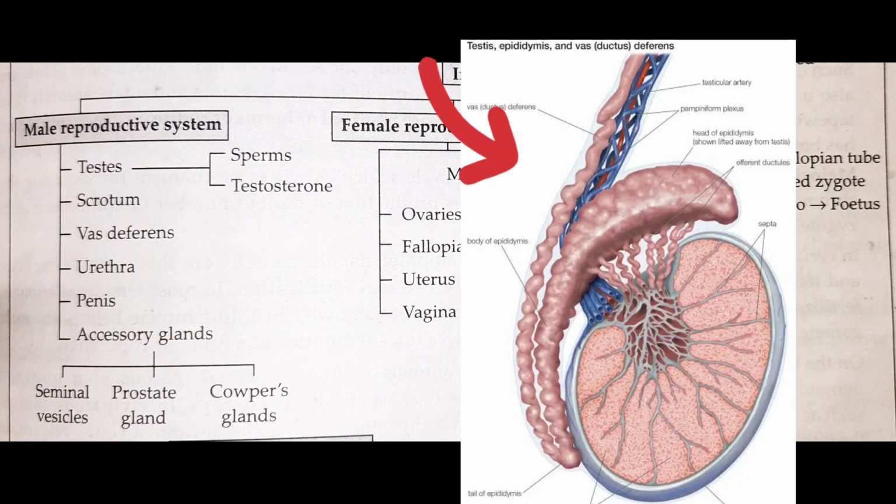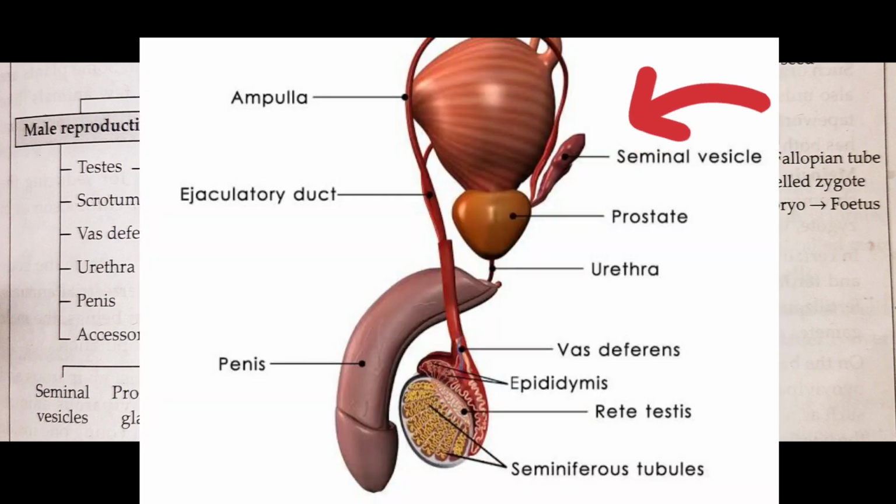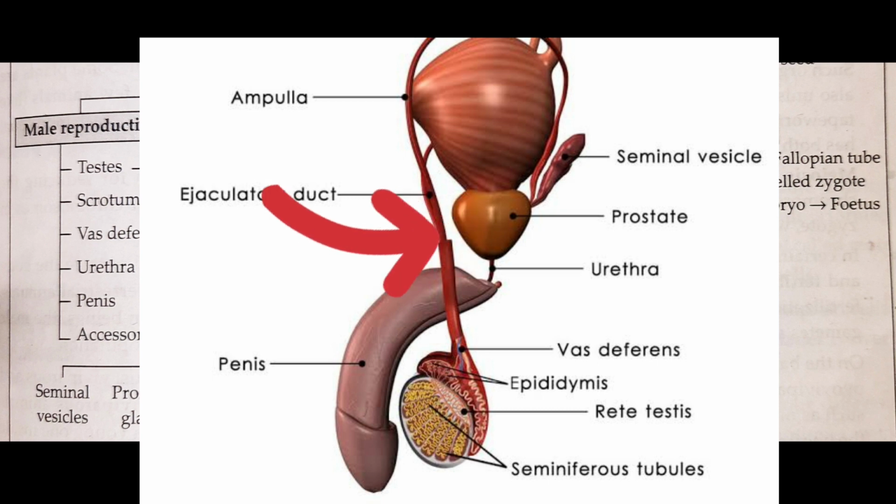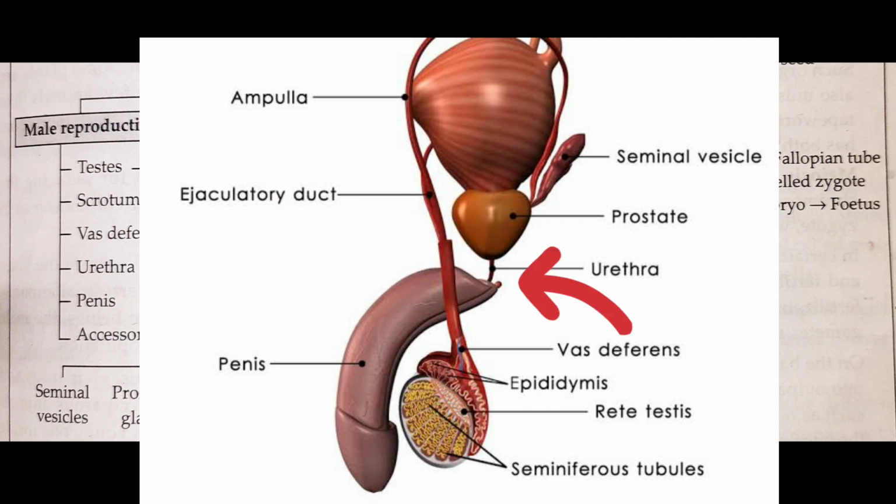Vas deferens. This is a straight tube about 40 cm long which carries the sperms to the seminal vesicles. The sperms are stored temporarily in the seminal vesicles where mucus and a watery alkaline fluid containing the sugar fructose mix with the sperms. The vas deferens along with the seminal vesicle opens into the ejaculatory duct. The ejaculatory ducts of two sides lead to the urethra, and the junction of the two remains surrounded by the prostate gland.